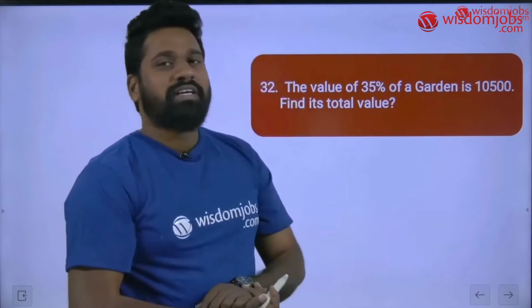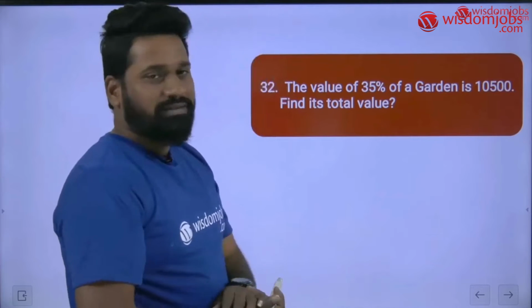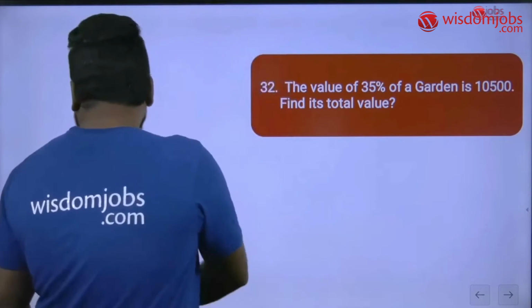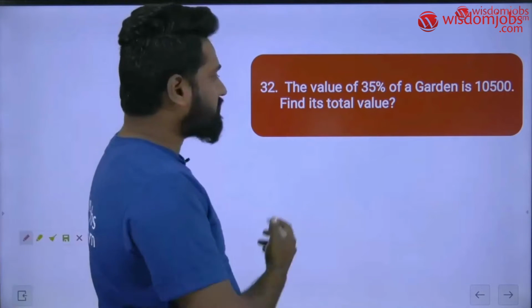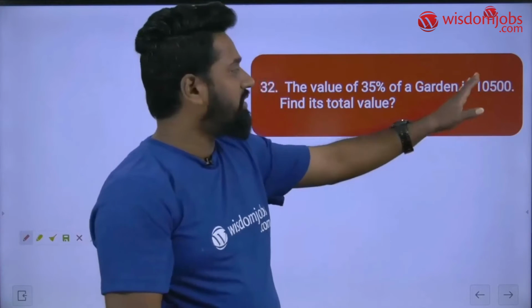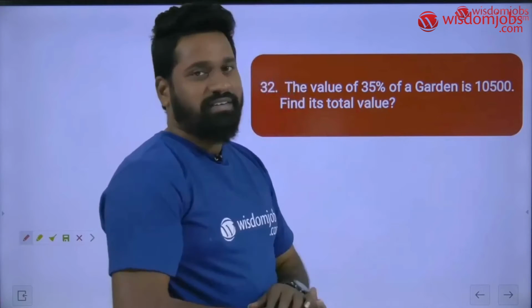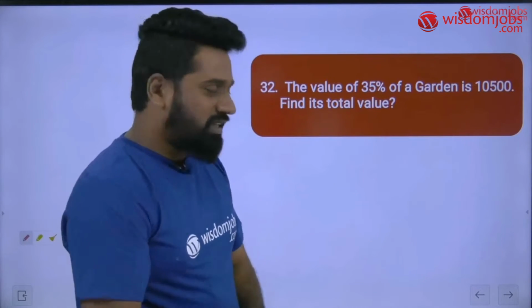Observe here, this question is given like the value of 35% of a garden is given as 10,500 square meters or anything. Find its total value, that is asking. Already in last classes we discussed how to find the percentage of a number. Suppose 10% of this number becomes how much? 10,500 is the whole number, so the 10% value becomes 1050, and it is asking about 35%. This is 35% of the garden. Total value we don't know. Is it clear, all of you?